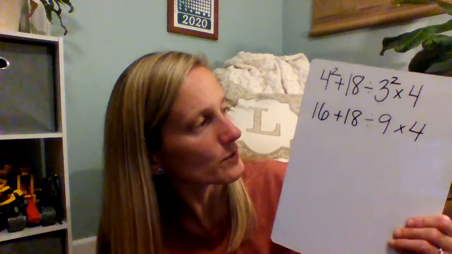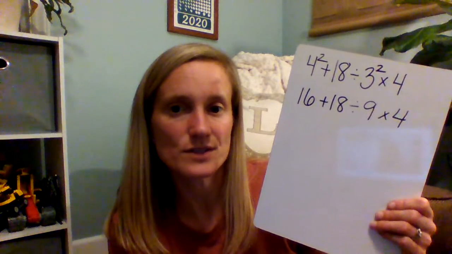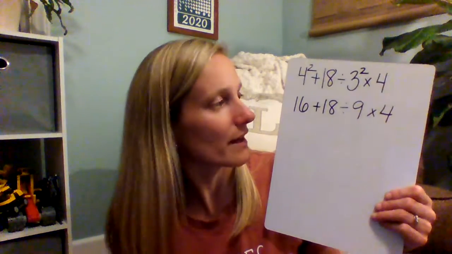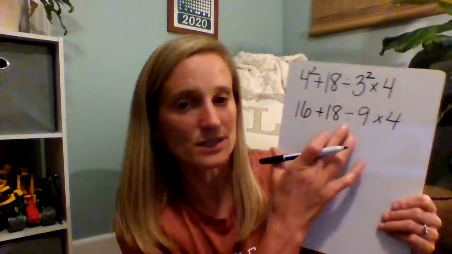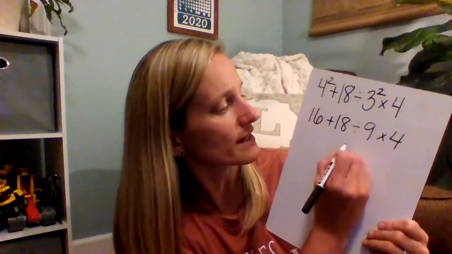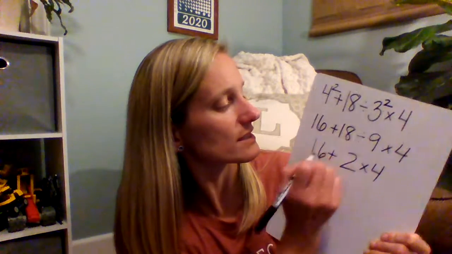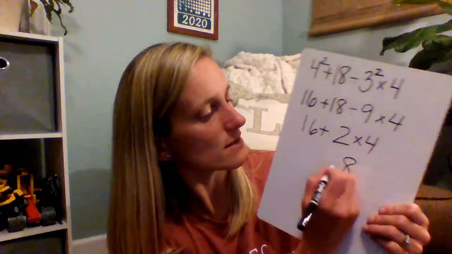Now I keep following the order of operations, which tells me that multiplication and division come first. So I'm going to multiply and divide as I come to them from left to right. So I'm first going to do 18 divided by 9 because I come to the division before I come to the multiplication. So 18 divided by 9 is 2. Everything else stays the same. Now I do the multiplication first because it's a higher order than addition. So 2 times 4 is 8.